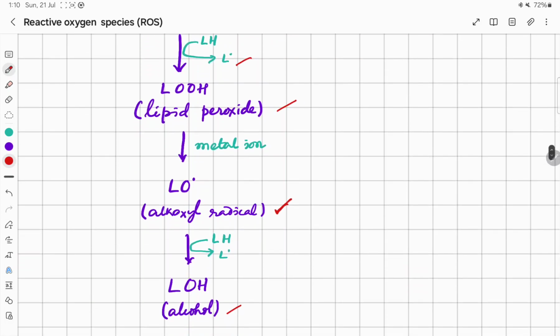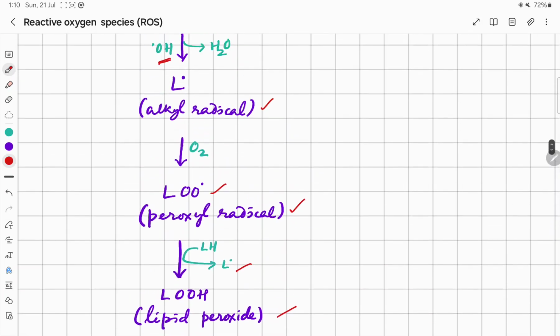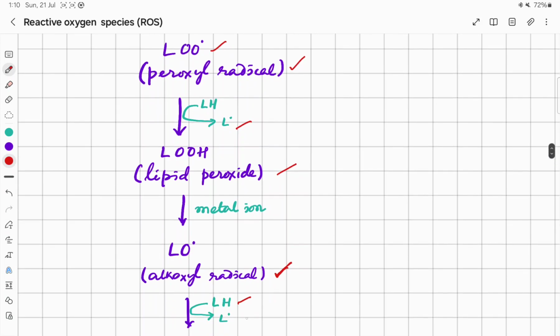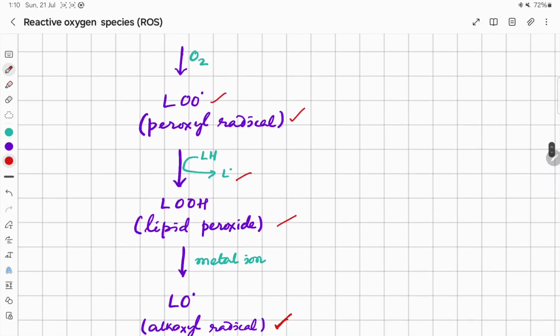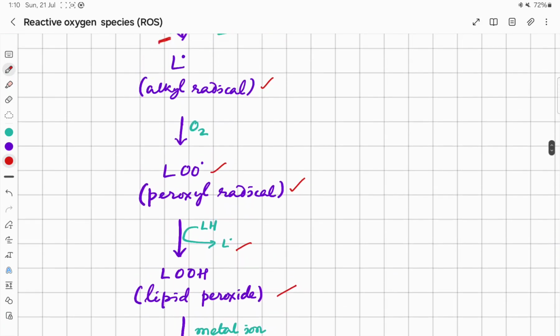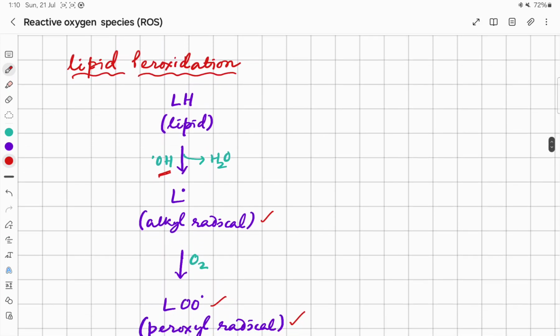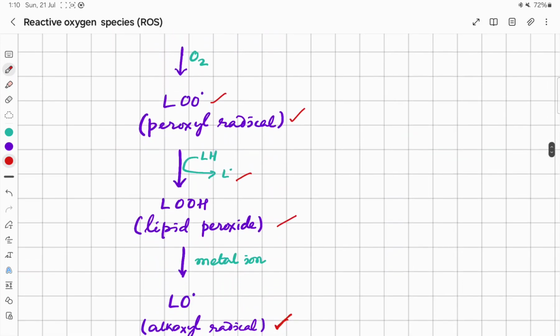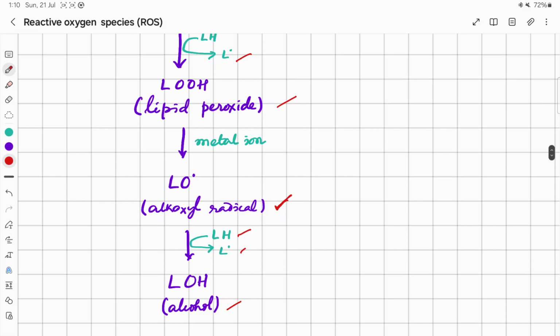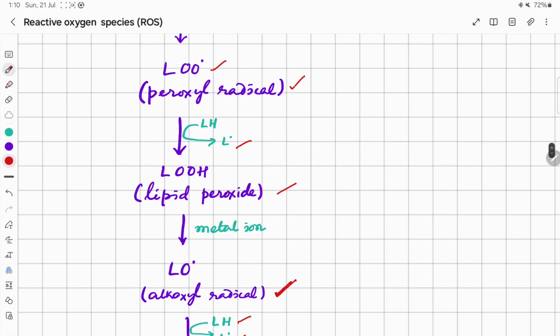The alkoxyl radical in the presence of lipid again generates the alcohol LOH and also the alkyl radical. So the alkyl radical is the byproduct during the generation of the reactive oxygen species during lipid peroxidation. So the alkoxyl radical and the peroxyl radical are the two main free radicals generated during lipid peroxidation.